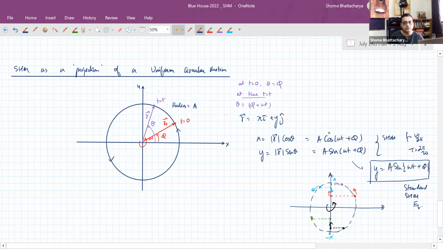So you can see from this that both the X and Y projections of this uniform circular motion are SHMs. They're individually simple harmonic motions.